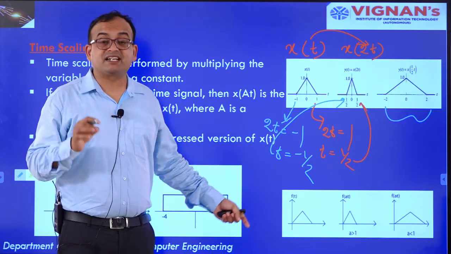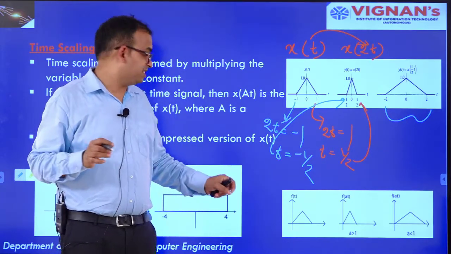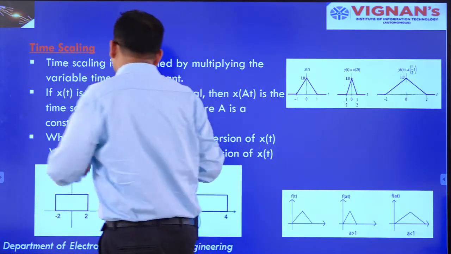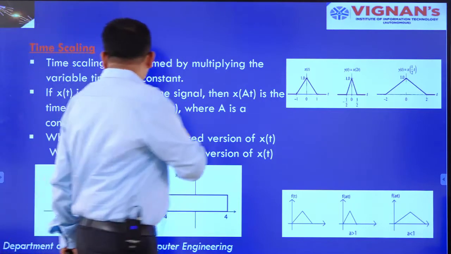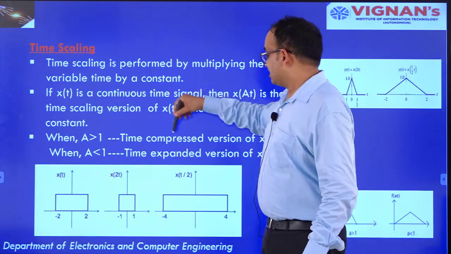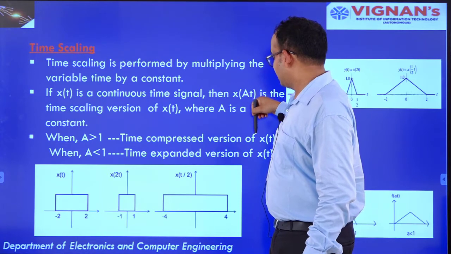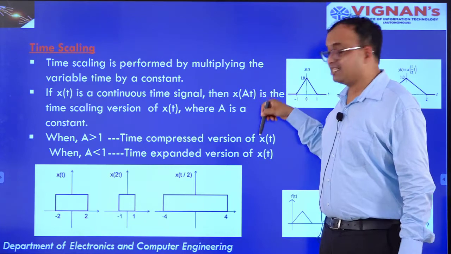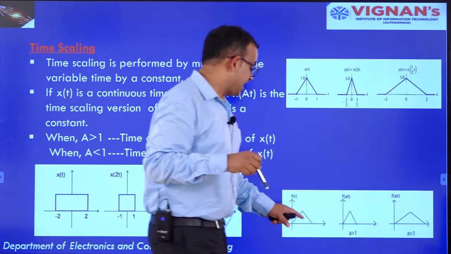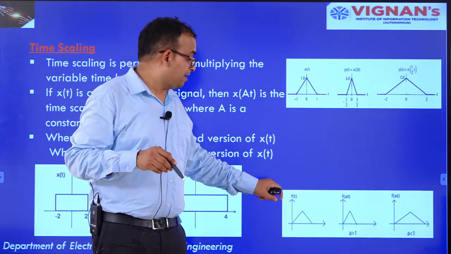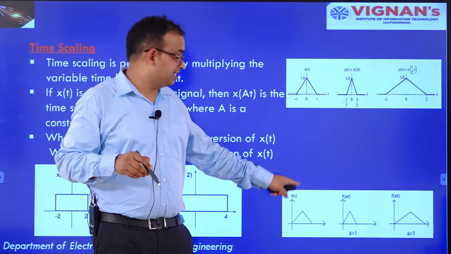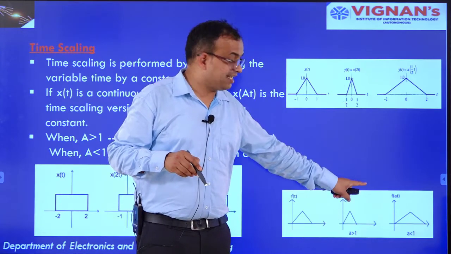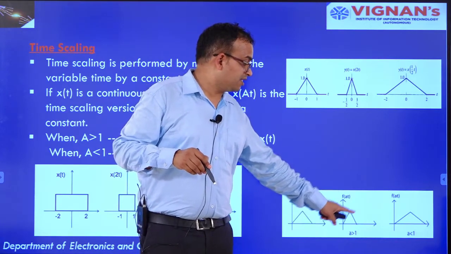Again I have taken a generalized figure to make you understand this last point, that is, when A is greater than 1, the signal will be compressed in the time domain for x of t. When A is less than 1, the signal will be expanded in x of t. So to make you understand, I have taken this example now. Previously f of t, next f of at, with A greater than 1 here, and A less than 1.